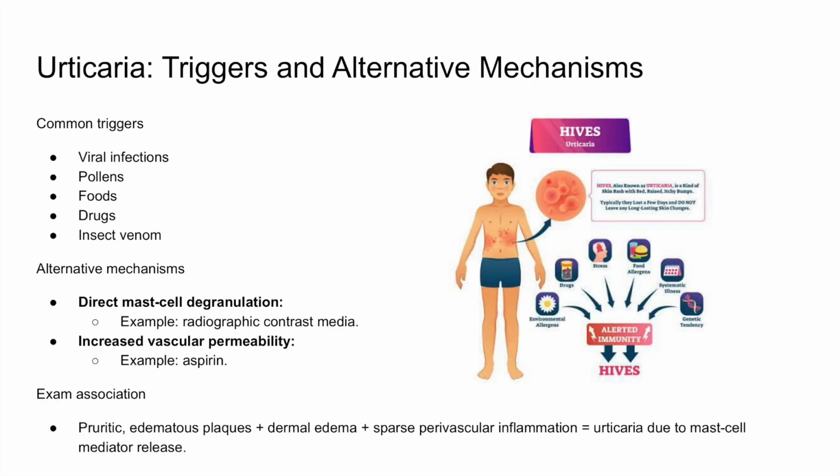Good times. All right, so acute urticaria may be triggered by viral infections, food, medications, pollen, insect venom, or physical stimuli such as cold, pressure, and heat. That's me. Some episodes are classic type 1 hypersensitivity reactions in which allergen-specific IgE causes mast cell degranulation. Others are non-IgE mediated. So radiographic contrast can directly activate mast cells, while aspirin and other NSAIDs can provoke urticaria through COX-1 inhibition and increased leukotriene signaling.